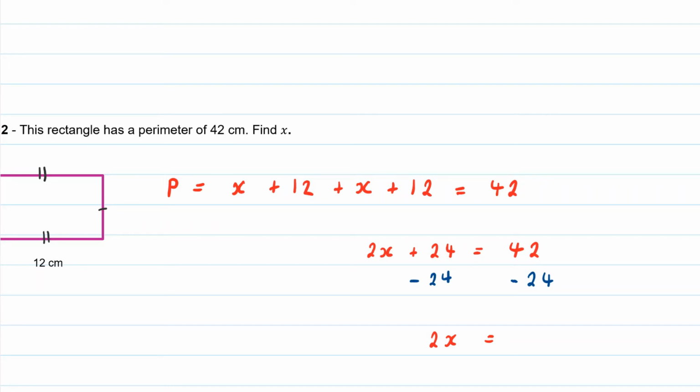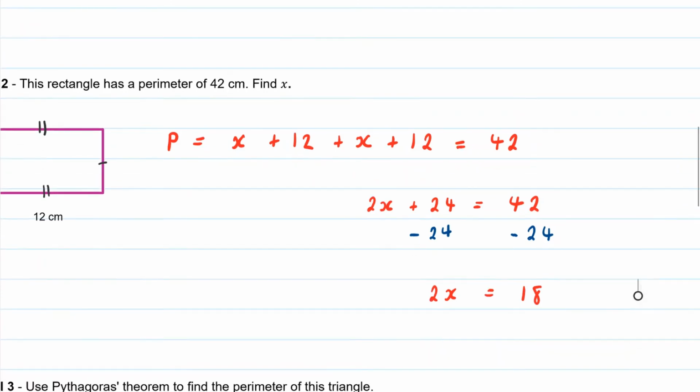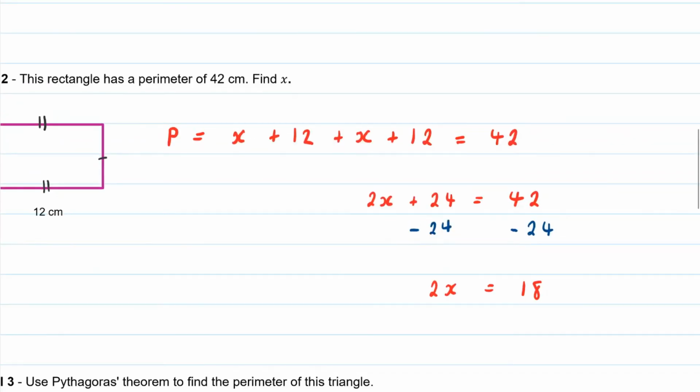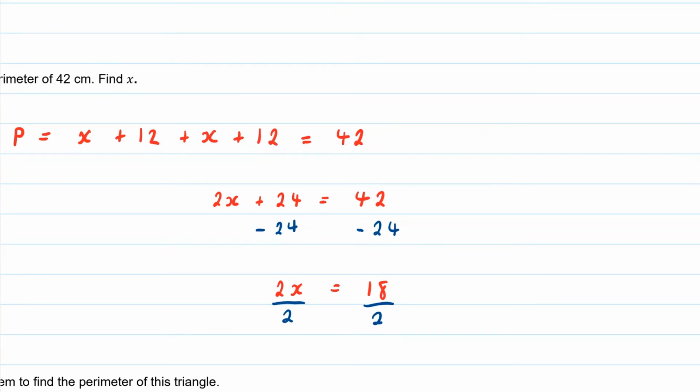So what would that be? We got 18, I believe. Yeah, 18. Okay, and now to solve this, we get rid of that, and we just do both sides divided by 2. That's going to get us our final answer.